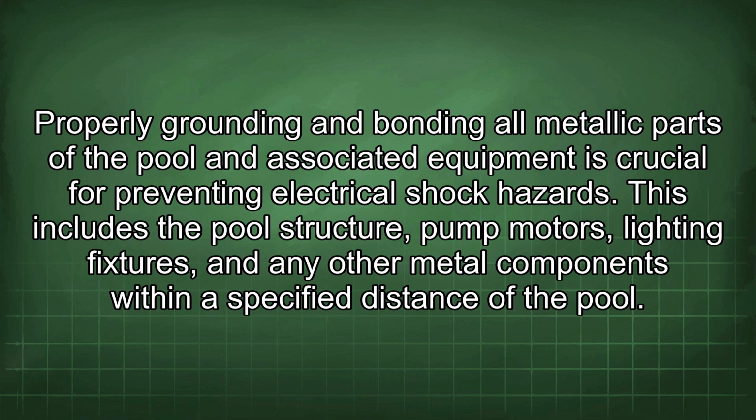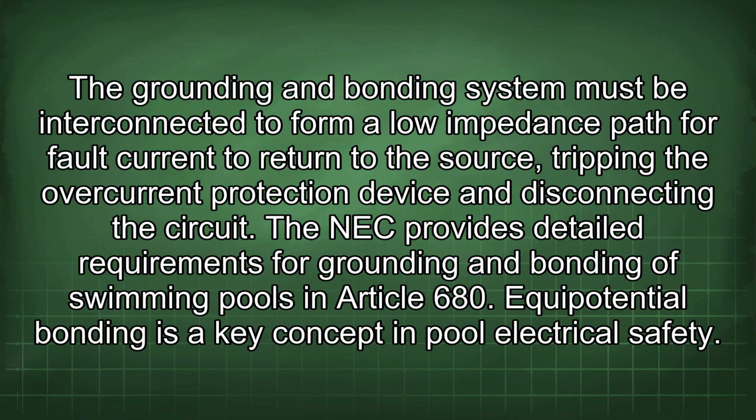Properly grounding and bonding all metallic parts of the pool and associated equipment is crucial for preventing electrical shock hazards. This includes the pool structure, pump motors, lighting fixtures, and any other metal components within a specified distance of the pool. The grounding and bonding system must be interconnected to form a low impedance path for fault current to return to the source, tripping the overcurrent protection device and disconnecting the circuit. The NEC provides detailed requirements for grounding and bonding of swimming pools in Article 680.